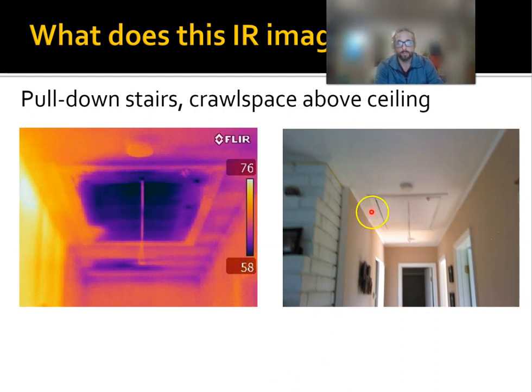This is from the same house, the pull-down stairs. You can see here's the regular image of the pull-down stairs up to the unconditioned crawl space. And here's the infrared image. So take a minute to think about what's happening here. It's obvious that there's some missing insulation here. It looks a little streaky. There may be some air leakage coming out as well, but certainly missing insulation.